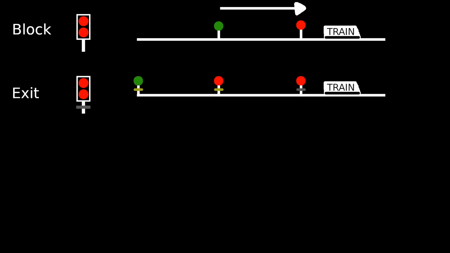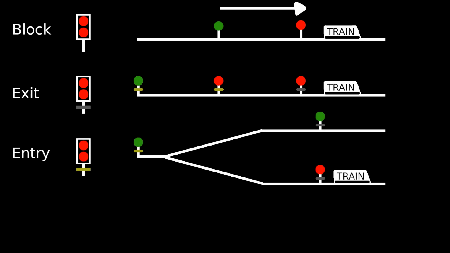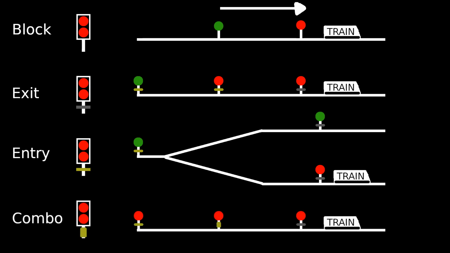There are a few types of signal that I'm going to be using. The first is the basic block signal, which is red if there are any trains in the section ahead, and green otherwise. Exit signals are red if there are any trains in the section ahead, and send a signal backwards towards any entry signals. And entry signals are red if there are any trains in the section ahead, or if all exit signals ahead are also red. Then there's also the combined signal, which behaves like both an entry and an exit signal.